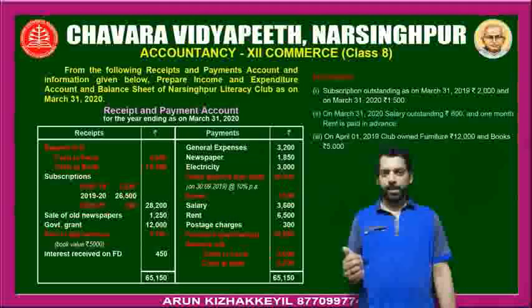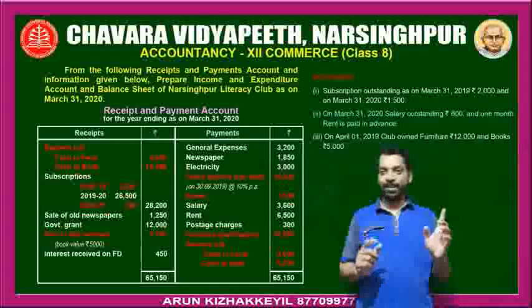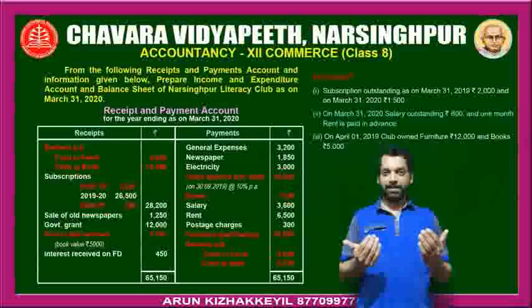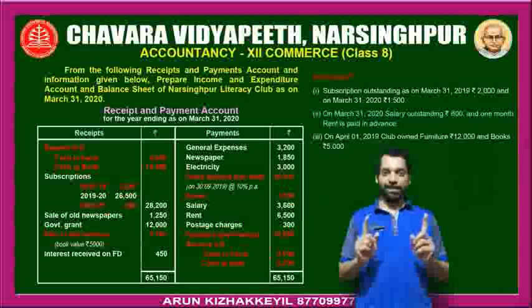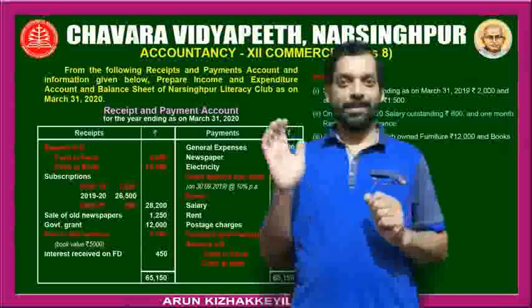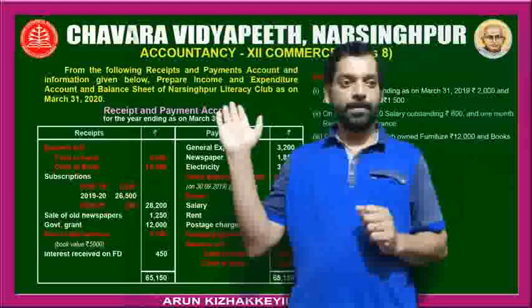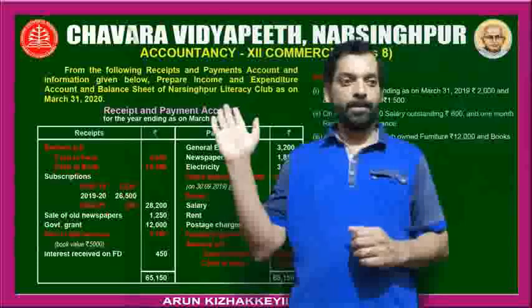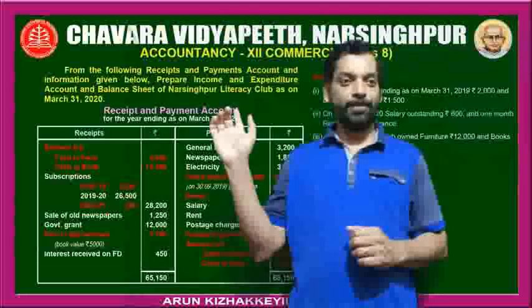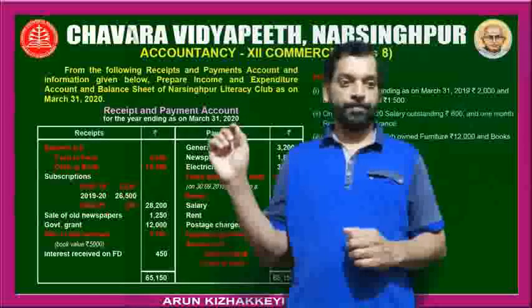For today's class, here you can see one question. It is from the NCERT textbook only. I made some changes. It is on page number 50 as well as 51. Question number 6. See the question here. From the following receipts and payment account and information given below, prepare income and expenditure account and balance sheet of a Narsinghpur Literacy Club as on December 31, 2020.